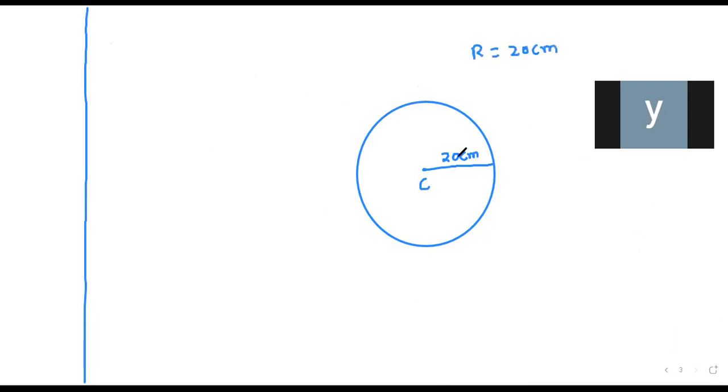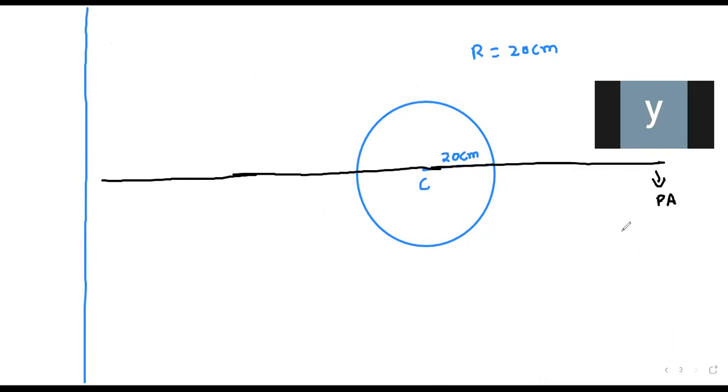So my principal axis is this one, passing through the center and perpendicular to the pole. This is my principal axis. This is one pole, suppose I'll keep it as P1, and this one as P2. From this one, I am having an object which is placed at a distance of 60 centimeter.